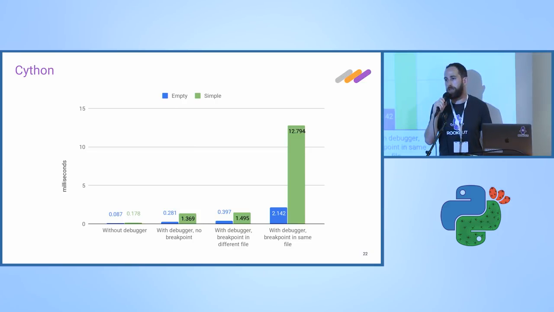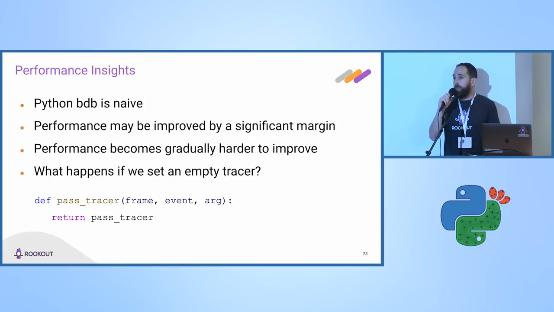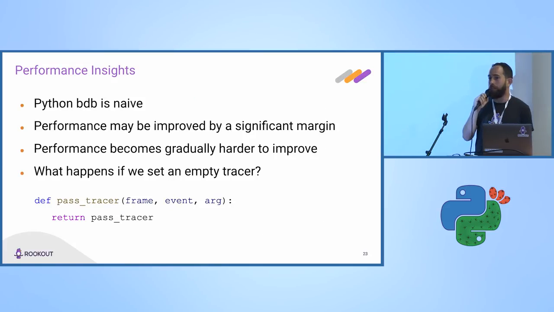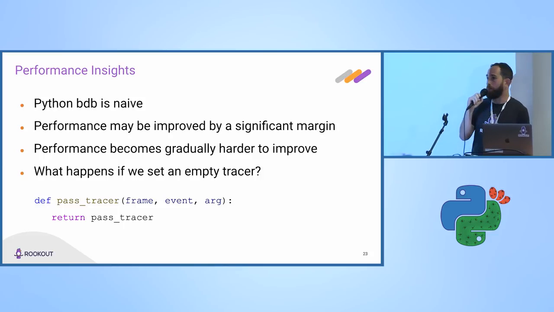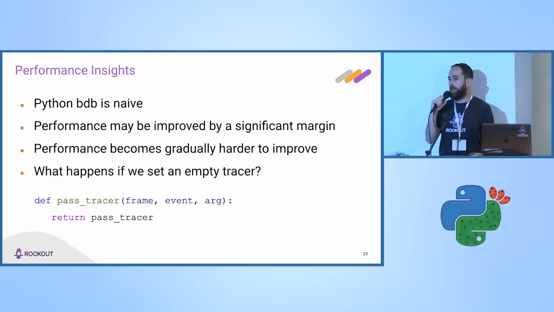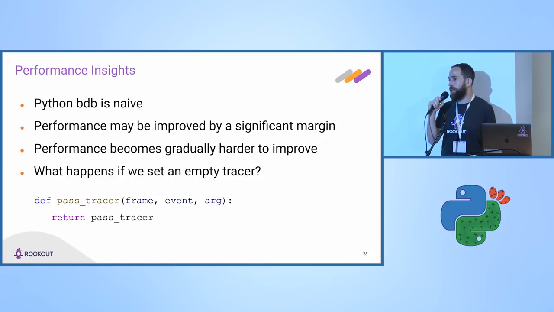But around here we started questioning ourselves. I mean, is this ever going to be fast enough for production? We stopped for a second and tried to collect some insights. Python BDB is really quite naive. It was never meant for production use, and there's a lot to be optimized there. But obviously, the more you optimize it, the harder it is to continue growing, the harder it is to make it ever faster. And we wanted to see how fast we can theoretically make it.